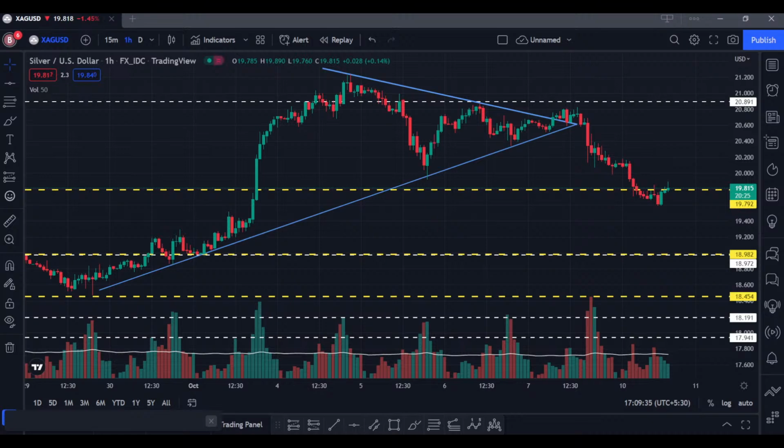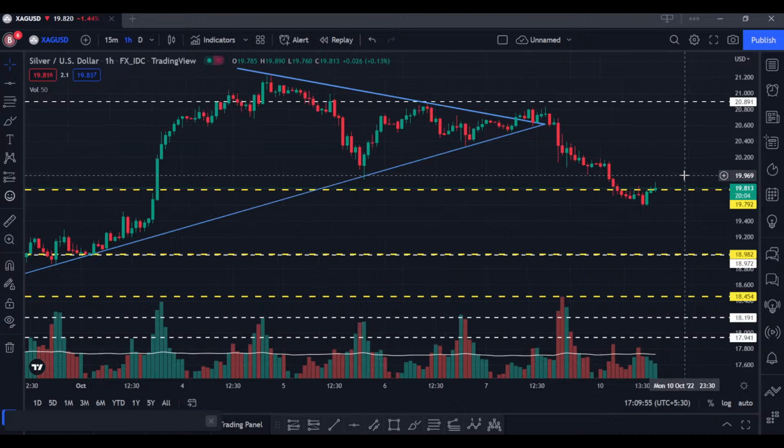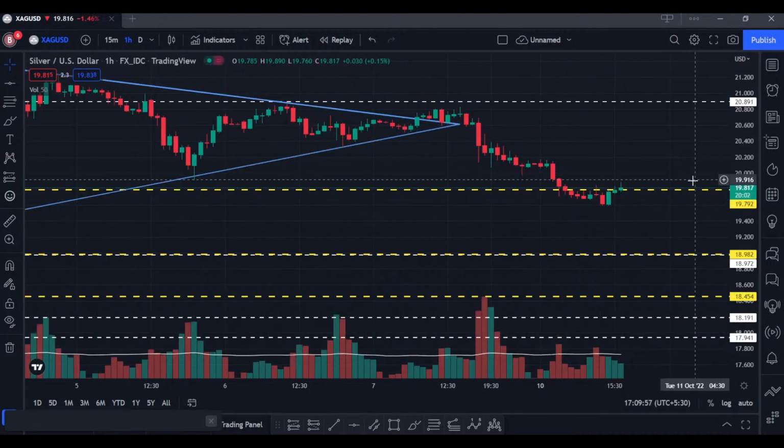Hello everybody. Today we are going to analyze the chart patterns of gold and silver. You can see here last time silver broke that pattern and came to that level. After that level it is going to retest. Here you can see the level is at 19.792.